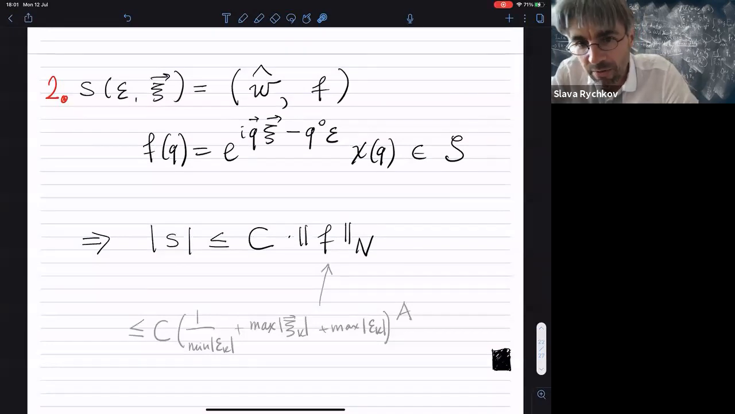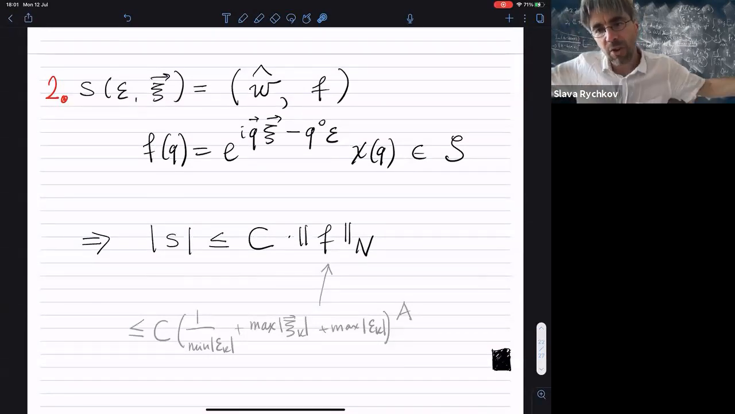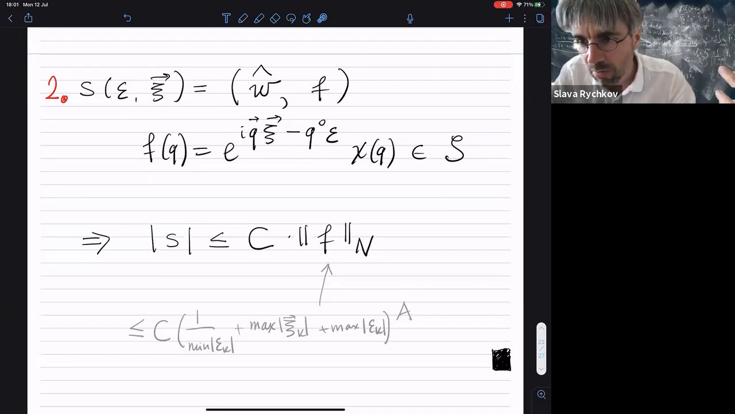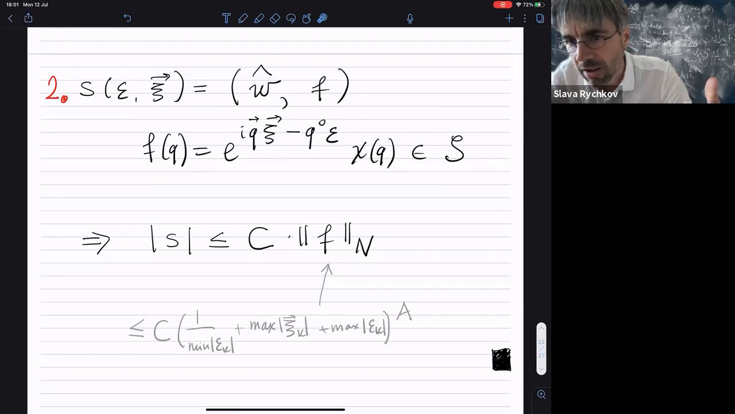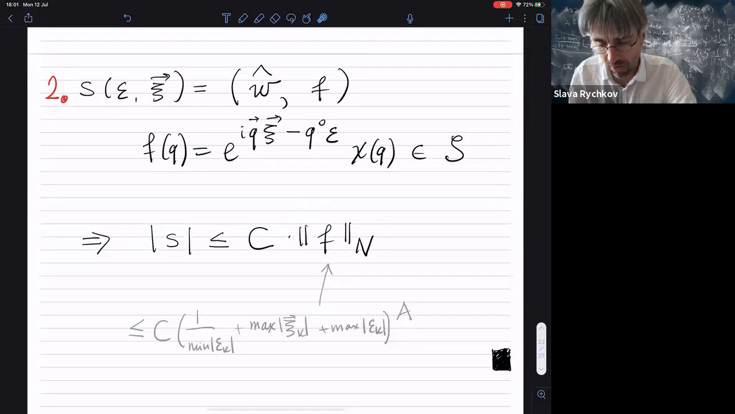If epsilon becomes very, very small, this function f becomes very, very flat, and so the norm grows, but it grows no faster than a power law. Then if xis become very large, this function f starts varying very fast in the q direction. Since in the norm there are derivatives, the derivatives are going to grow, but again, not faster than a power law. And so this gives you basically a power-law bound for the Schwinger function, very robust.